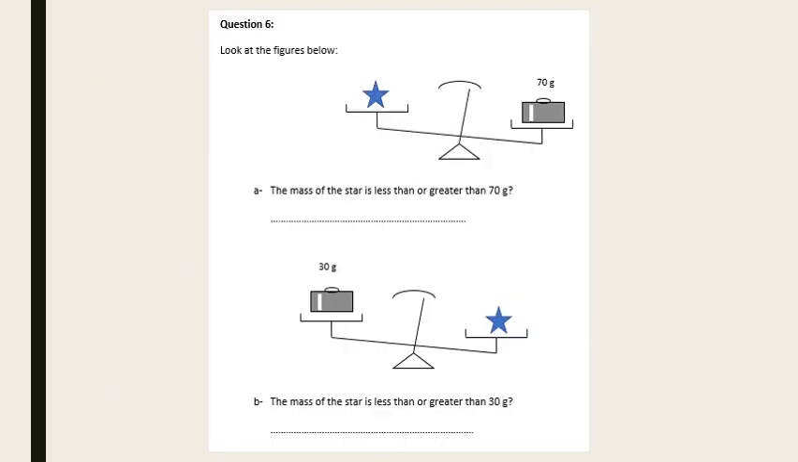So question 6 says, look at the figures below. This is called a pan balance, okay? We can measure mass using two instruments, pan balance or a digital balance, but here in the picture it shows us a pan balance. Now as you can see here, the 70 grams is at the bottom, but the star is at the top. That means the 70 grams is heavier than the star.